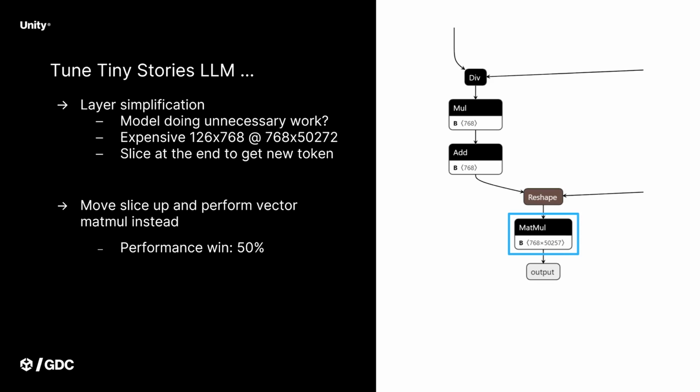In our case, we added a slice, got the last token, and then injected it back. So we don't need to do that whole math. So what we did is we inserted the slice before the MatMul. And now all of a sudden, instead of doing a humongous matrix multiplication, we're doing an efficient vector matrix multiplication, and that's much faster. In our use case, in our profiling, that gave us a 50% performance win.